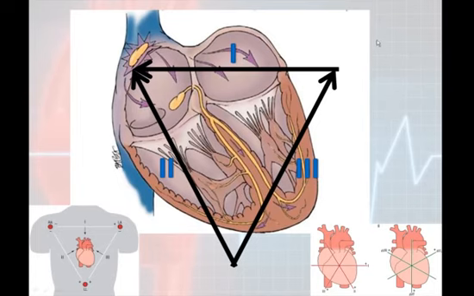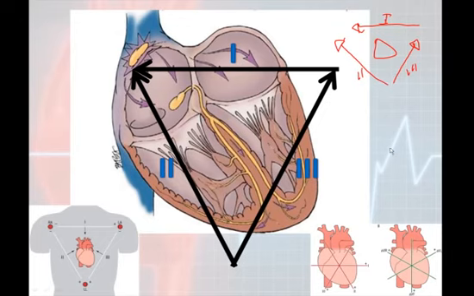Now if you were to actually look at the heart itself, we'll pretend that's a heart for a second, lead 2 normally looks up in this direction. Well, that's actually how we see it on paper. That's lead 2. On lead 3 we look up in this direction. That's how we see it on paper. Lead 1 looks in that direction, but that's how we see it on paper.